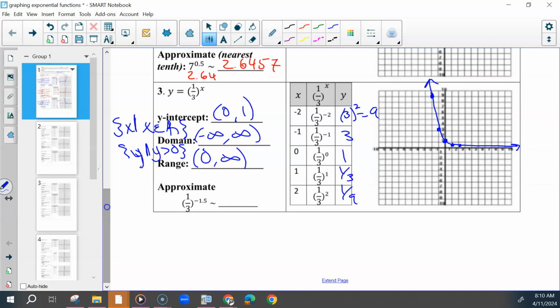Okay, before you put it in your calculator, if we were to look at the graph at negative 1.5, what do we think that would be? What did you say? At negative 1.5, so somewhere up here. 7.2. 7.2.